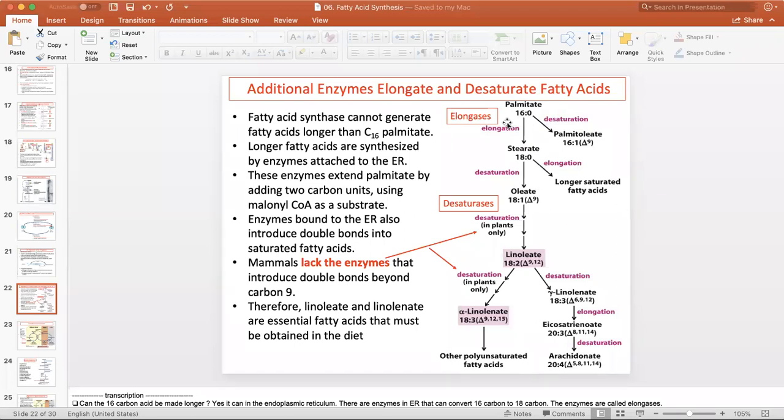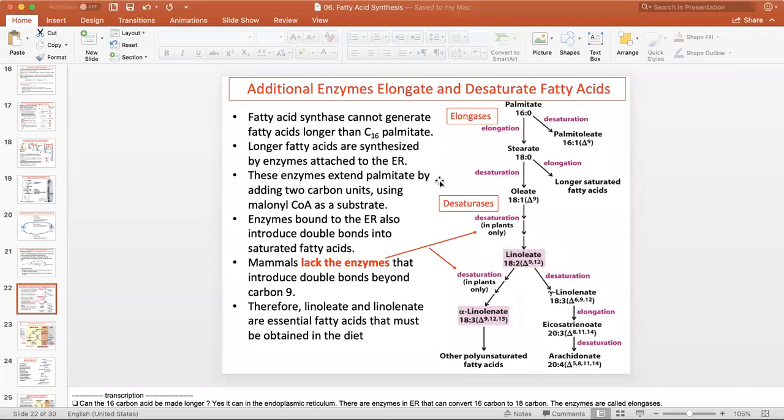But we need the longer carbons so that we can make other derivatives from them, right? Suppose, for example, we use linoleate, and so on. But this is not in humans. This is just an example to make arachidonic acid. So we need to extend it even further. So how do we extend it? This is done by separate enzymes, which are in the endoplasmic reticulum.